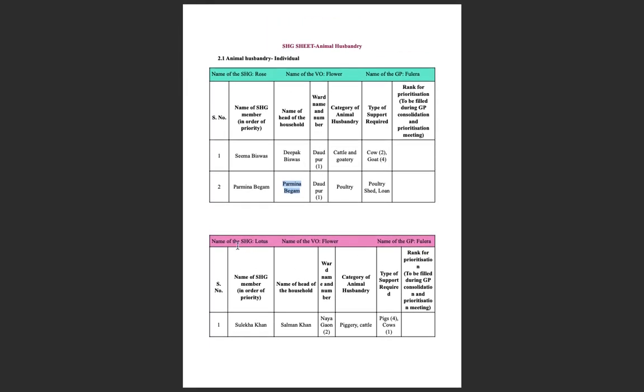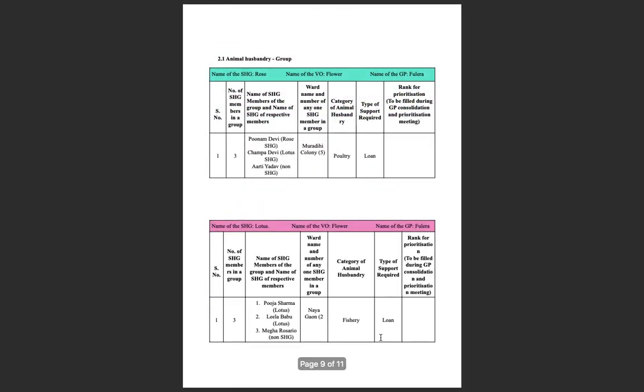We will learn how to do it in one more SHG, that is Lotus SHG from Flower VO. Here Sulekha Khan, who needs to do animal husbandry and whose head of the household member is Salman Khan, who belongs to Naya Gaon, wants to take up piggery and cattle, and the support she requires is 4 pigs and 1 cow. The rank column again here has to be left blank.